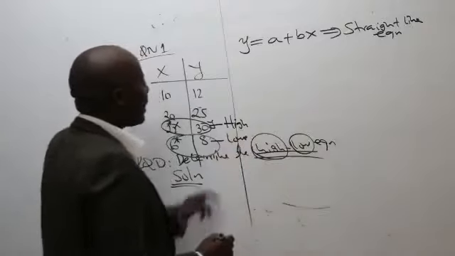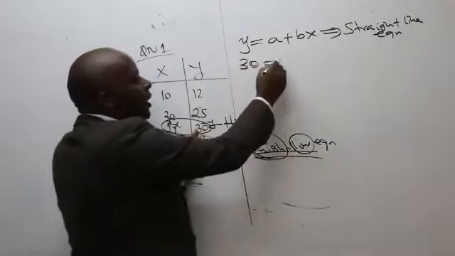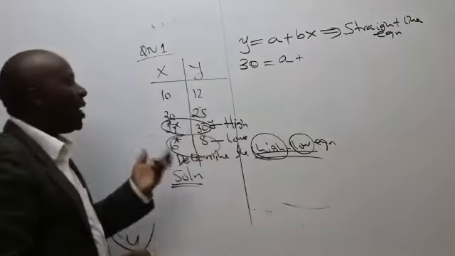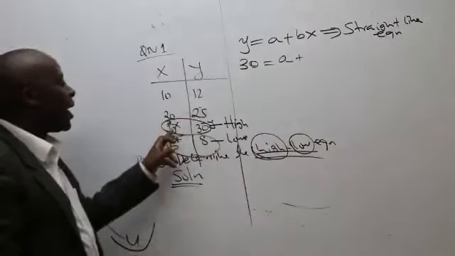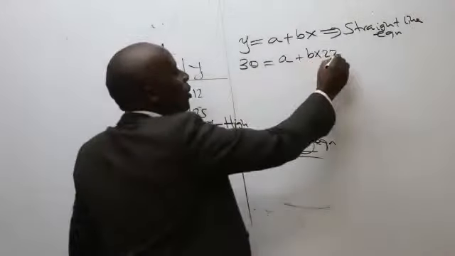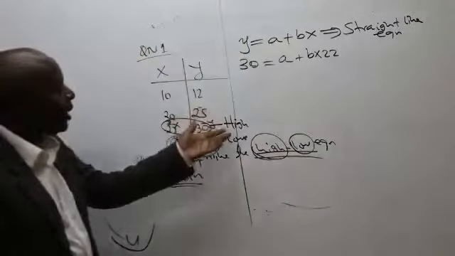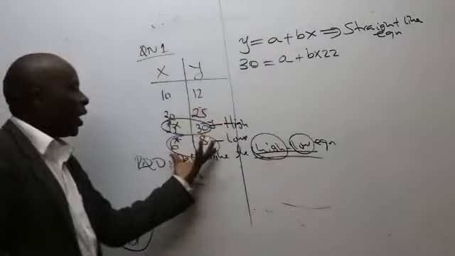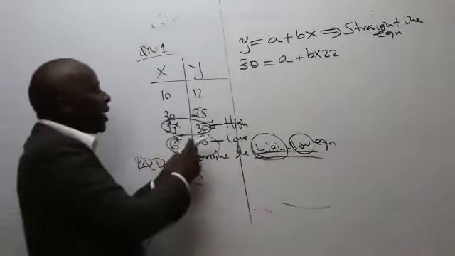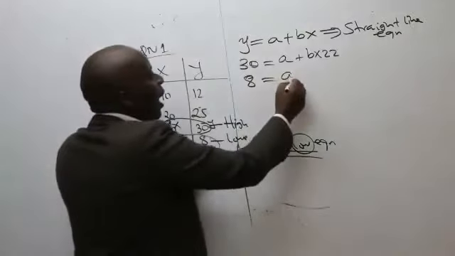For the highest, I can see y is 30. So this will be 30 equals a. I do not know what a is, but I know what x is. x is 22, so this will be b times 22. Now go to the second equation and plug in the lowest x value point. For the lowest x value point, I can see y is 8. So 8 equals a plus b.